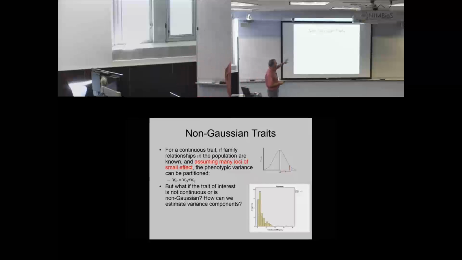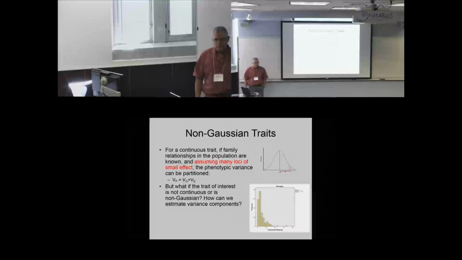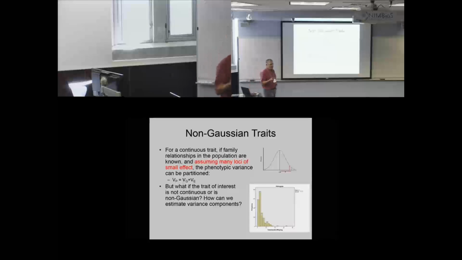Just a couple of other things. Remember how one of the assumptions that was made yesterday and that we've been making so far today is that the traits to which we're applying quantitative genetic analyses need to be Gaussian. But what if your trait of interest is non-Gaussian? What if you're looking at, this is from a population of wrens, what if you're looking at the total number of offspring produced? That's definitely non-Gaussian. Can we estimate variance components?